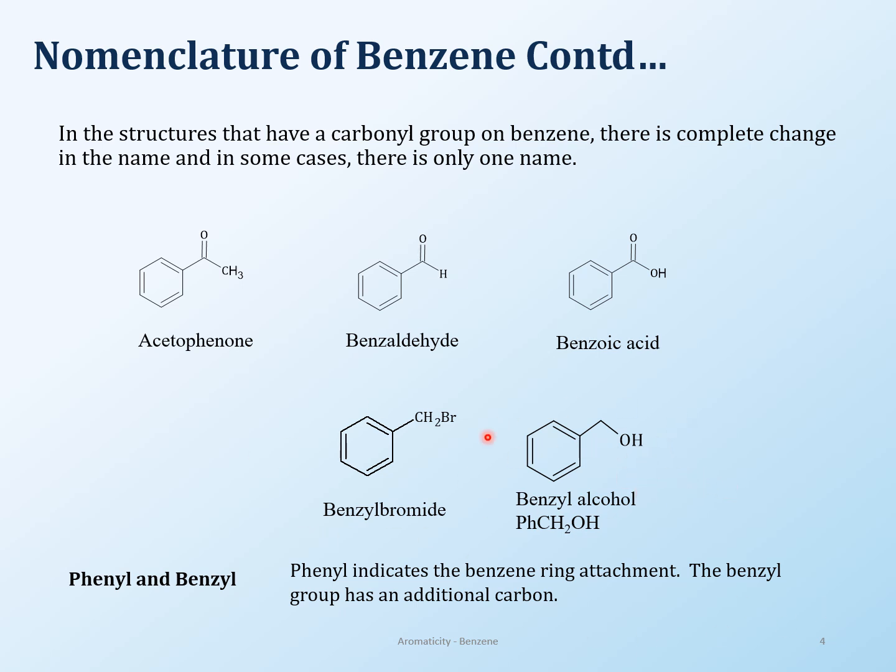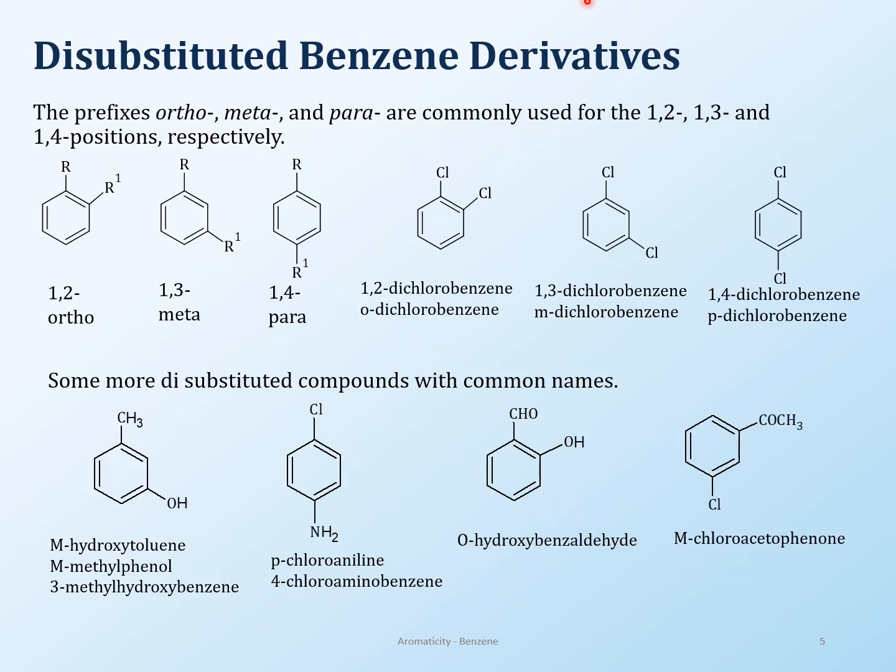And I don't think I have anything more in here for mono substitution. So now for the disubstitution. When you have disubstitution in benzene rings, just like any other cyclo compound, you can have a 1,2 substitution or a 1,3 substitution or a 1,4 substitution. You move one more and then you're back to the 1,3 because then you're counting from the left side.